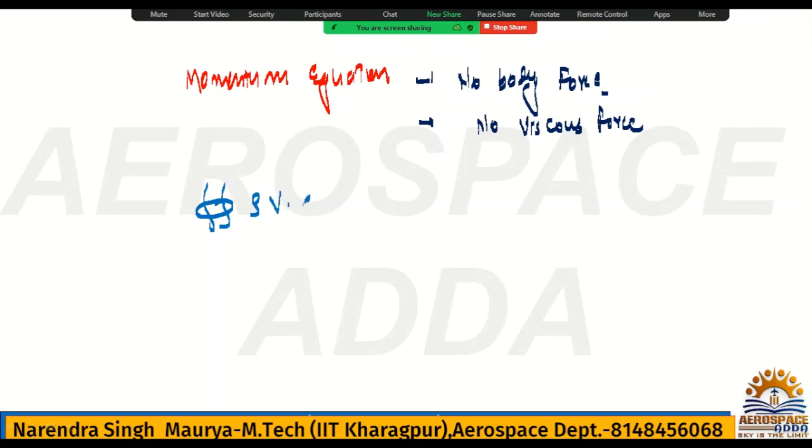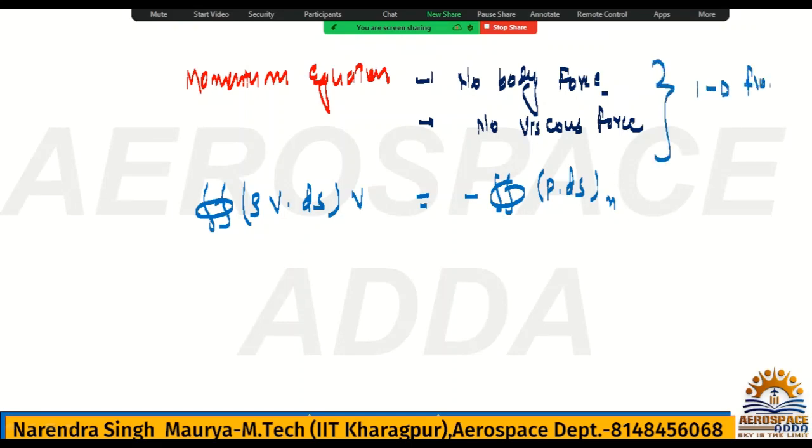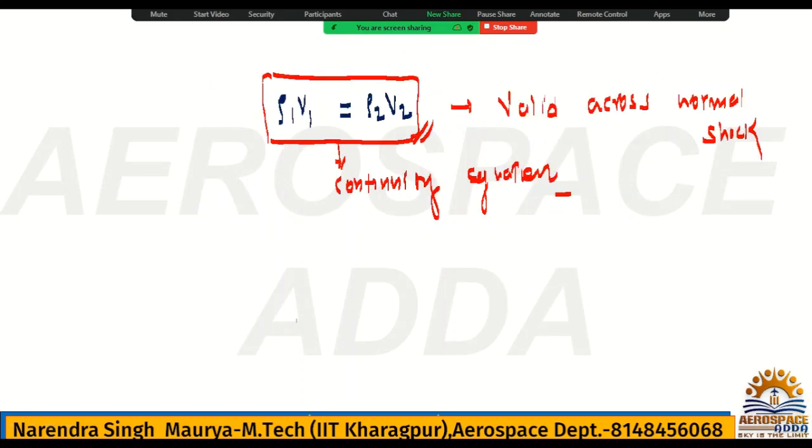So rho V into dS, and this is the mass flow rate into the velocity component. V is equal to the pressure force here, P into dS, in the x direction, because we are talking about the x direction. This is for 1D flow, so only one direction I have to take, so I have taken the x direction. If you open it out, I told you dS area upstream will be just opposite to the flow, and downstream area will be along the flow. So plus minus will come here also.